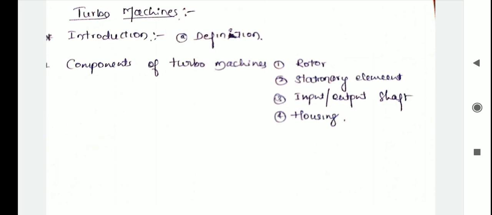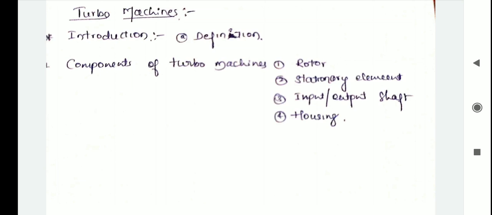Okay, so introduction. In the introduction, the first one is a definition. The definition of a turbo machine. A turbo machine is a device in which the energy transfer takes place between the flowing fluid and a rotating element due to the dynamic action, and results in the change of pressure and momentum of the fluid. It's called a turbo machine. This is the definition of turbo machines.